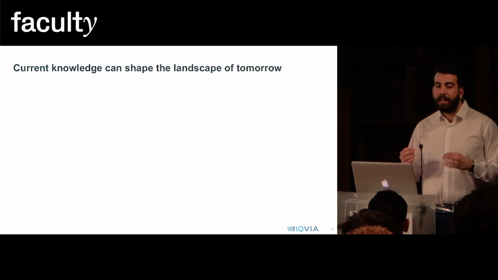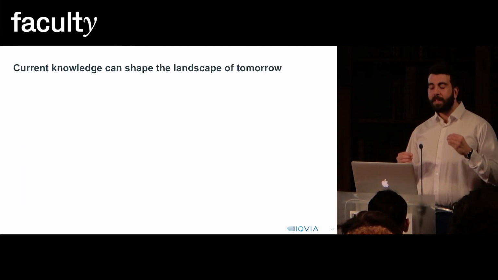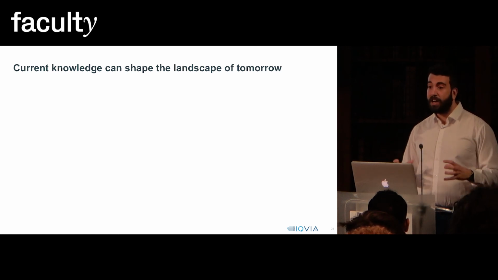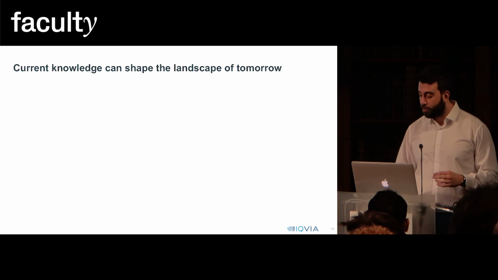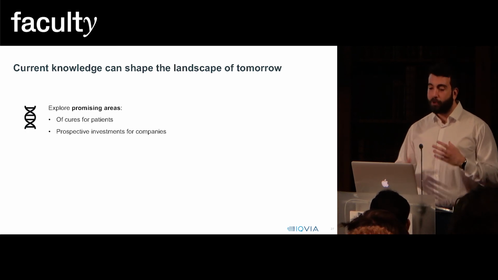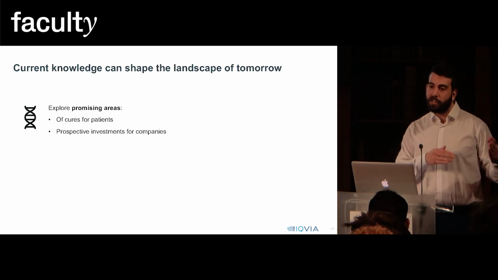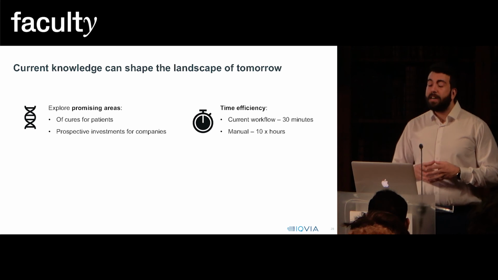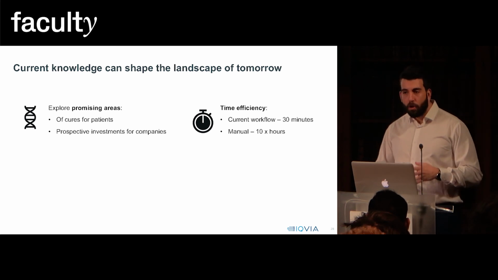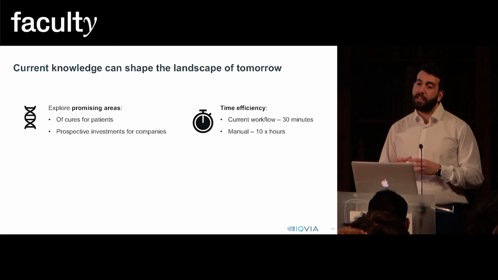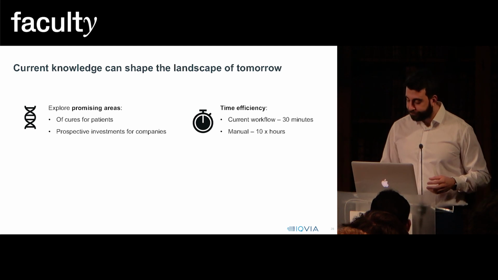So we can start to understand how this data pipeline can give us a good image of the information that we can get a grasp on and potentially help shape the landscape of tomorrow. It can help shape the landscape by exploring promising areas, both for cures for patients and also for potential investments for companies. It can do that in a very time-efficient manner. So the current workflow that we went through took around 30 minutes to run and analyze, whilst if someone was to do that manually, it would have taken tens and tens of hours to go through all of the data.